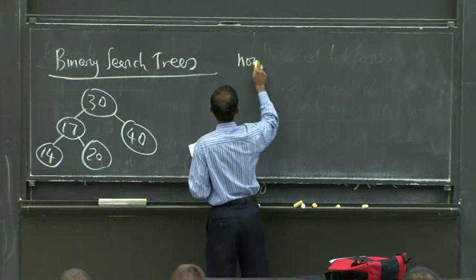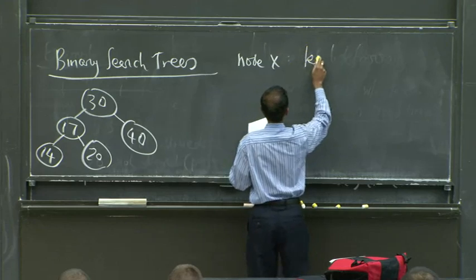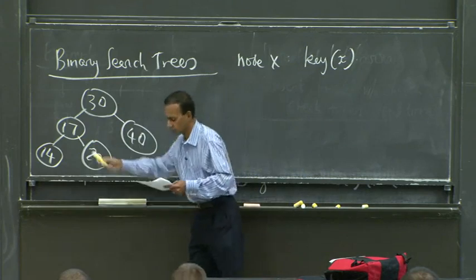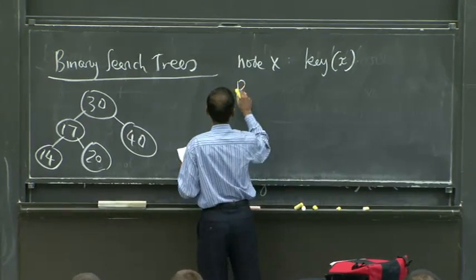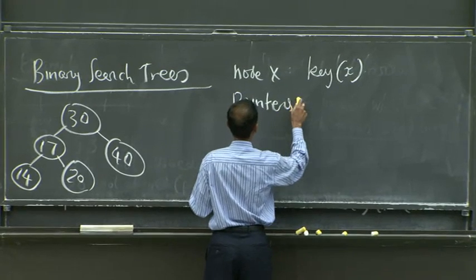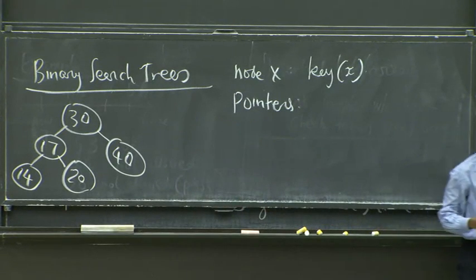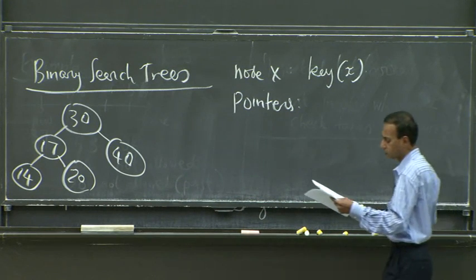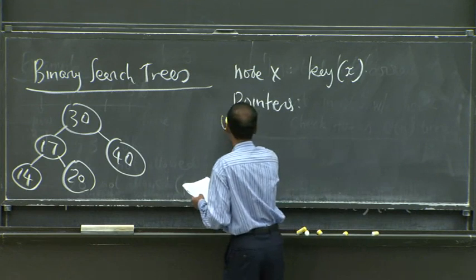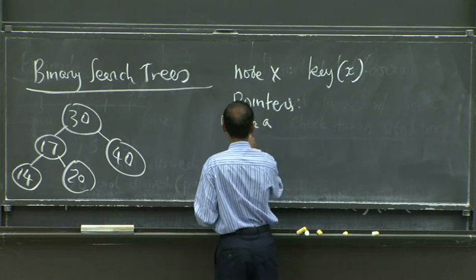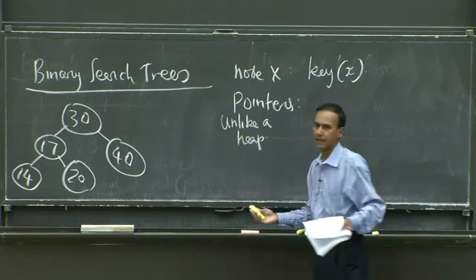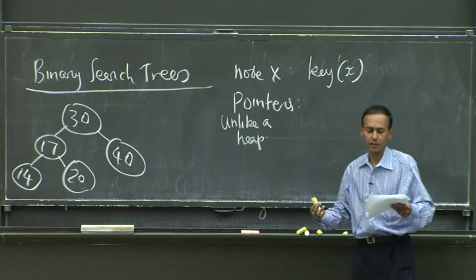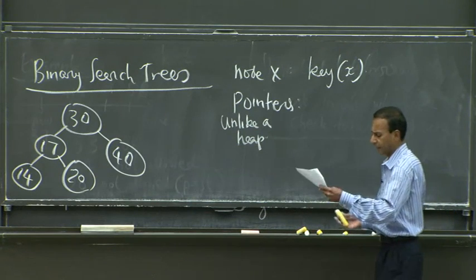You have a node, and we call it x. Each of the nodes has a key of x. So 30 is the key for this node, 17 for that one, etc. Unlike in a heap, your data structure is a little more complicated. The heap is simply an array, and you happen to visualize it as a tree. The binary search tree is actually a tree that has pointers, unlike a heap. So it's a more complicated data structure. You need a few more bytes for every node of the binary search tree, as opposed to the heap, which is simply an array element.